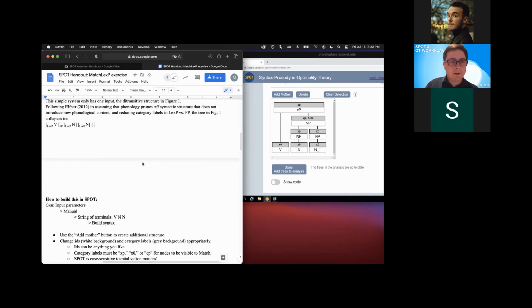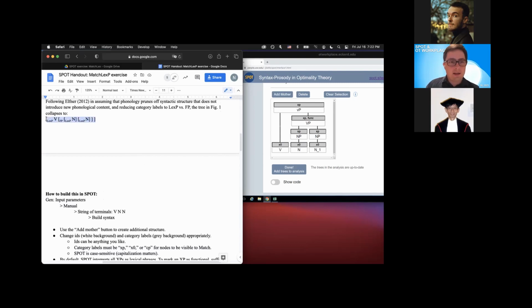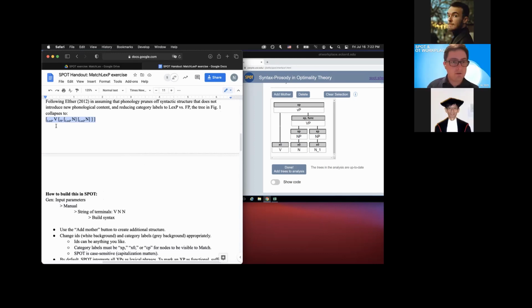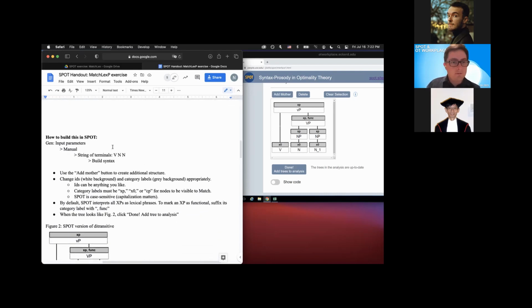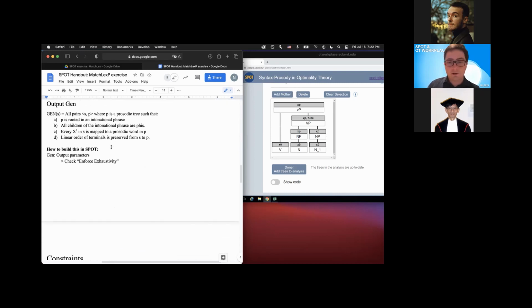Okay, so now that we have our input, another way of thinking about the way that this tree structure we just built in Spot, another way of representing it is as bracket notation, where we have these three lexical phrases and then a functional phrase in the middle. So as we saw in Jenny's earlier talk, after you come up with your input, the next step is to come up with your output.